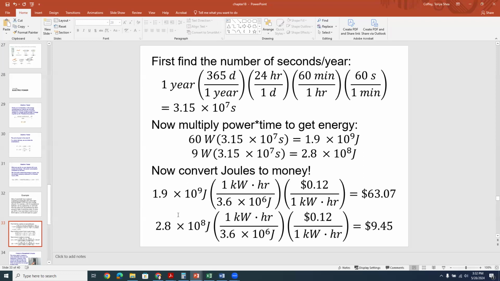Whereas the 9-watt LED bulb, which consumes 2.8 times 10 to the 8th joules of energy, would cost you $9.45 for that same year. So thinking about it that way, yeah, LEDs might be a little bit more expensive than traditional incandescent light bulbs, but over the lifetime that you would use the bulb, they actually save you a decent amount of money.